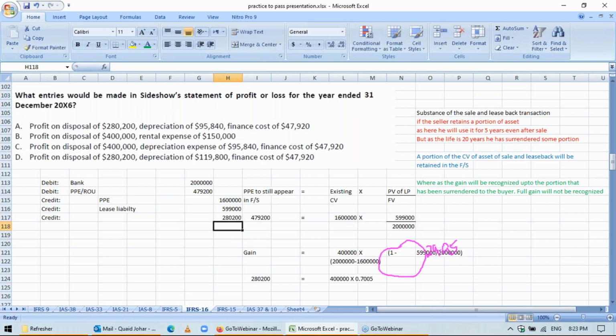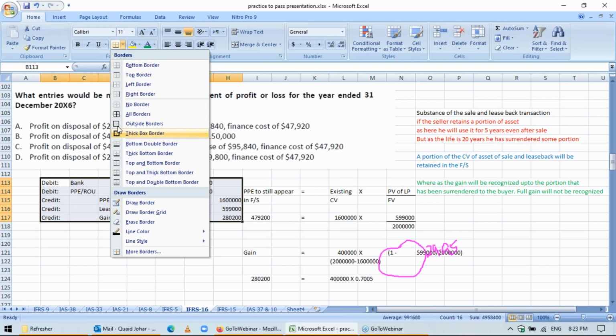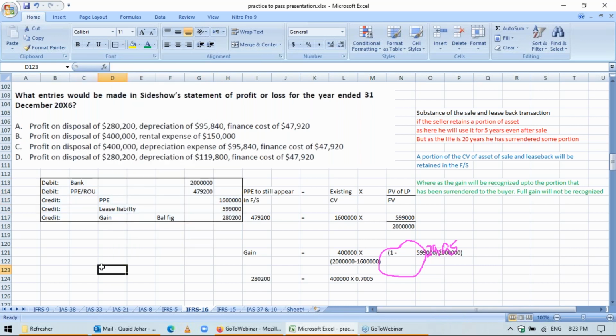Now you can check that the entry is balanced. You can take the gain as a balancing figure as well. Automatically it would come to 280,200. So this is the entry for the sale and leaseback transaction, where a portion has been retained and the remaining is sold.